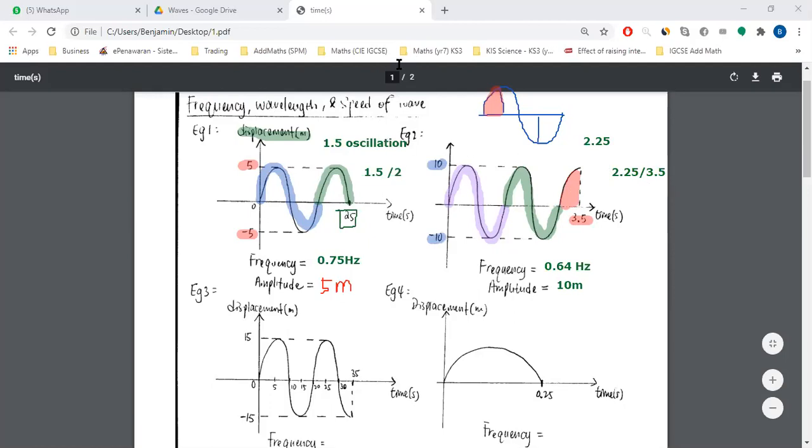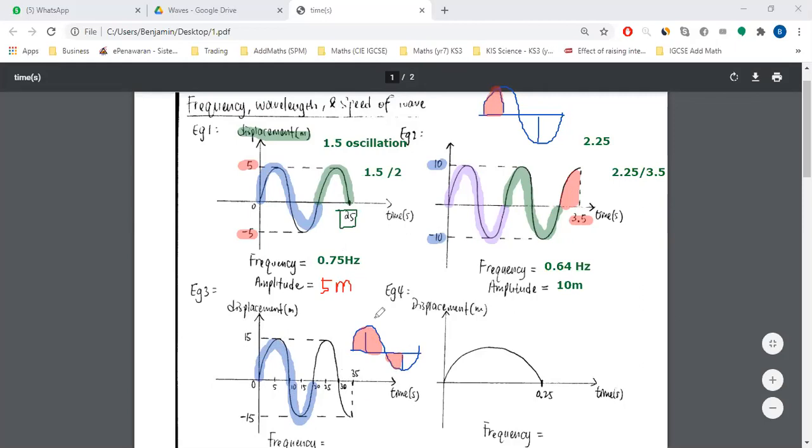Next example, example 3. Okay, one oscillation. How about this one? From here to here is 2 oscillations. Okay, so without this one is 1.75. So if you look at one complete oscillation, again, I divide it by 4 sections here. And I shade this region over here. This whole region plus this one.